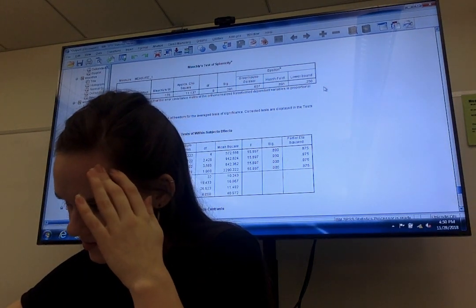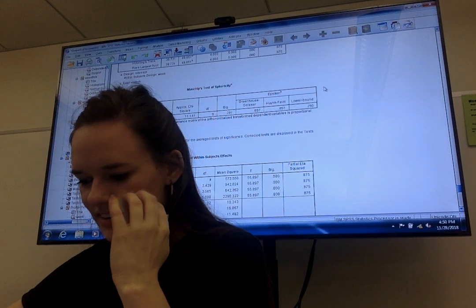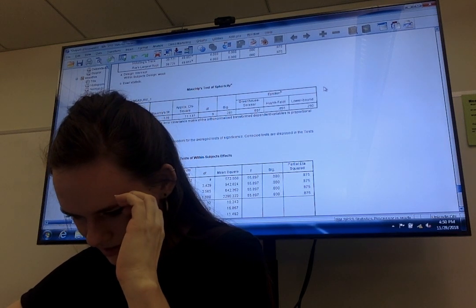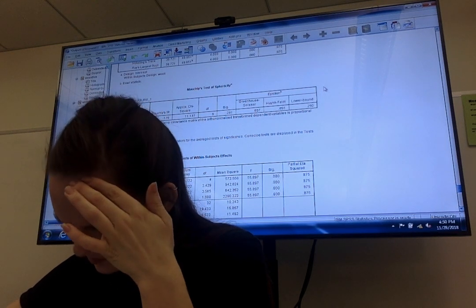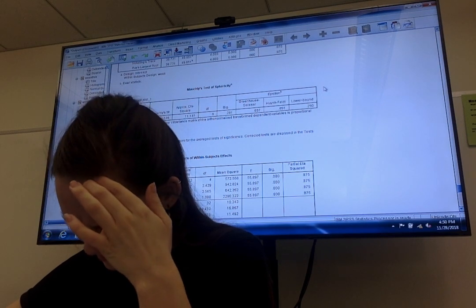Roy's largest root. Sounds like a bad tourist attraction. That's right there past the corn maze. It's Roy's largest root.